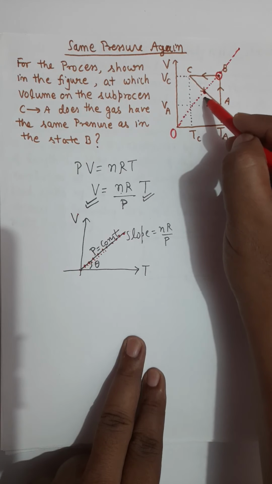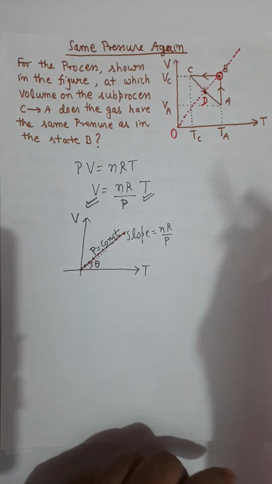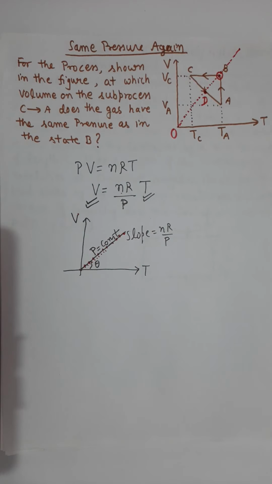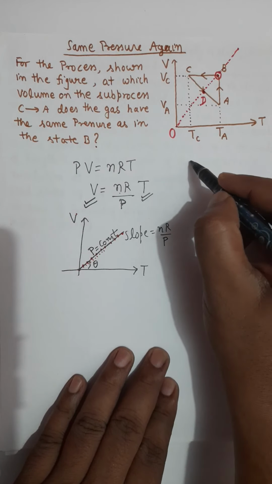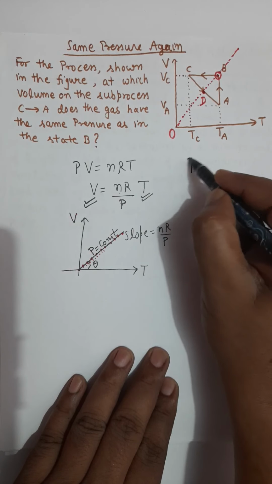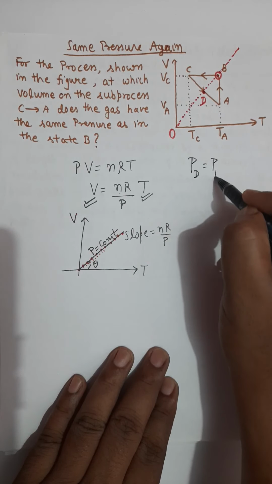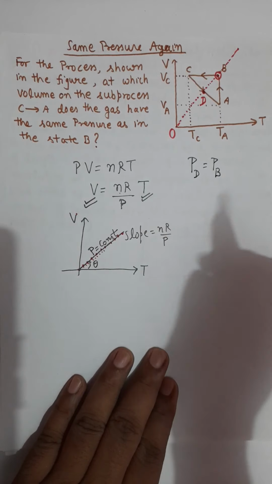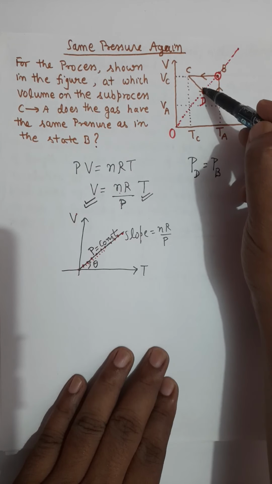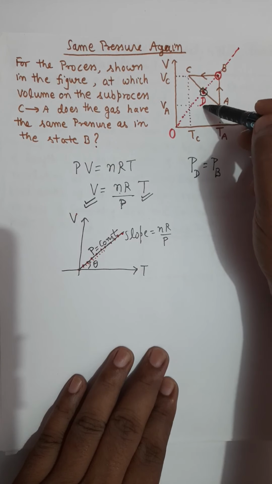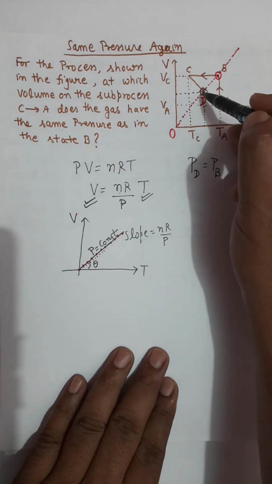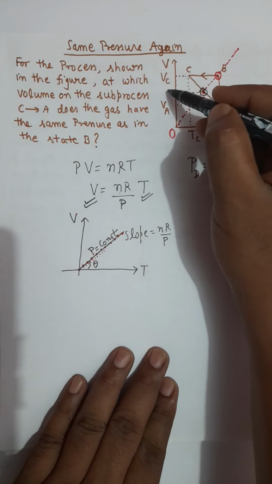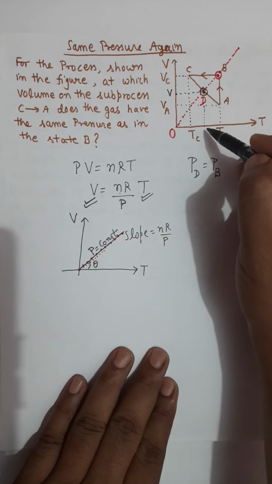So at this point, let's say it is point D. At point D also, you will have the same pressure as at point B. And that is the question. We have to find that point D. So now we have a point D where pressure is equal to the pressure at point B through this logic. Now we have to find the volume and the temperature corresponding to point D. Let's say the volume corresponding to point D is V and the temperature is T.